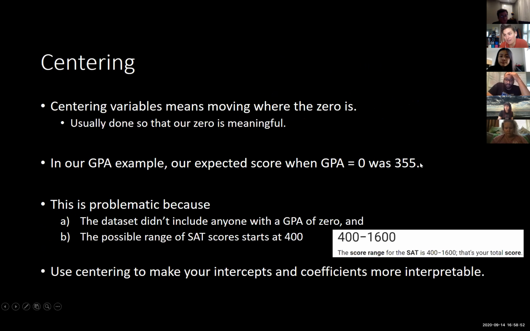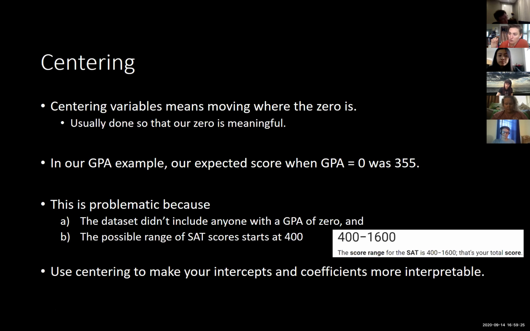In our GPA example, we were looking at expected scores when GPA equals 0. But the thing is, this is problematic because that data set is really small and it doesn't have anybody with a GPA of 0. And the possible range of SAT scores starts at 400 and goes to 1600. So if we end up with a predicted score of 355, that doesn't make a lot of sense. Even more so, it doesn't make sense because we're trying to predict for people who don't exist. We don't have anybody with a GPA of 0 in our model, just like we don't have any cups of coffee in that example that got left for 24 hours.